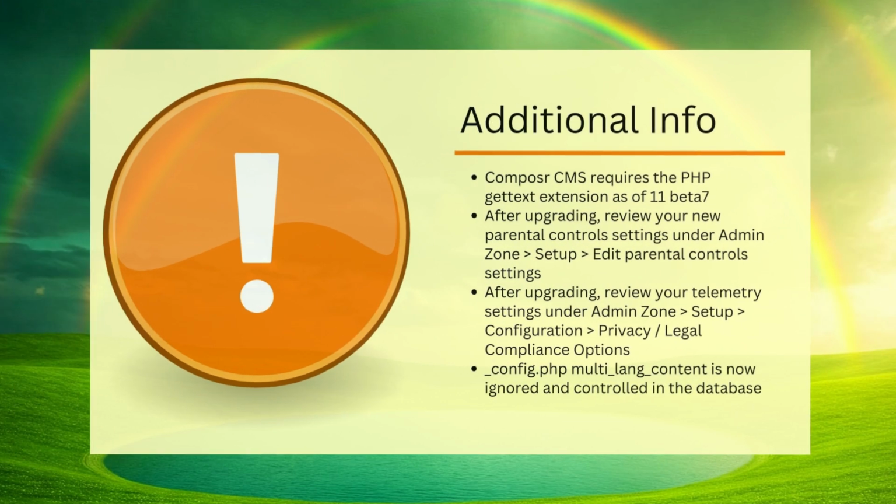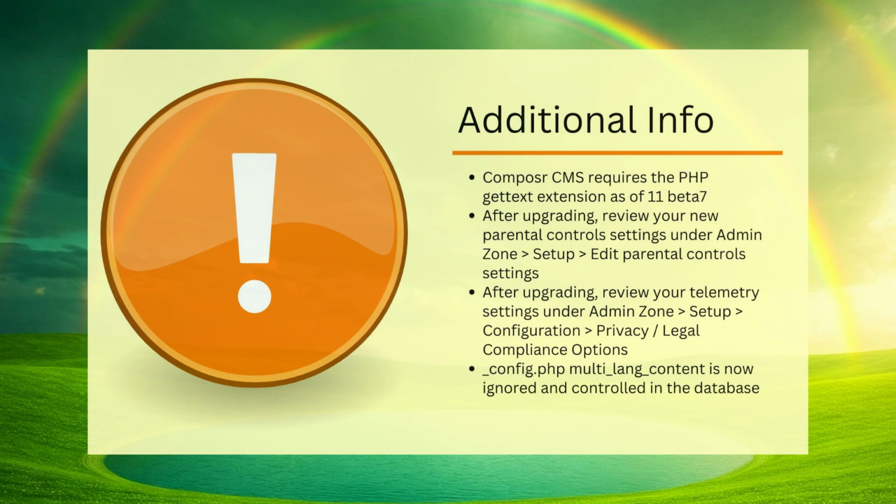Here is some additional important information. As of version 11 beta 7, Composr CMS now requires the PHP gettext extension. This is used in the location settings for the new regions field. After you upgrade, review your new parental control settings under the admin zone, setup, and edit parental control settings. After upgrading, review your telemetry settings under the admin zone, setup, configuration, privacy/legal compliance options.